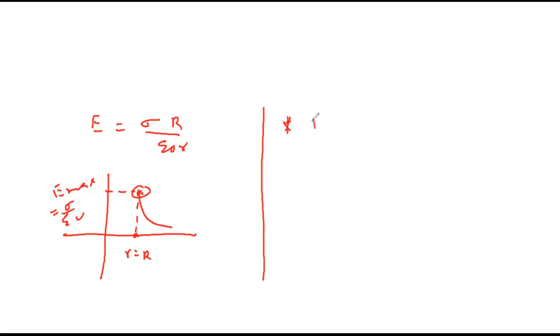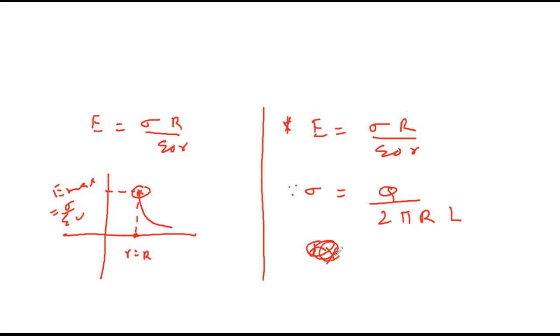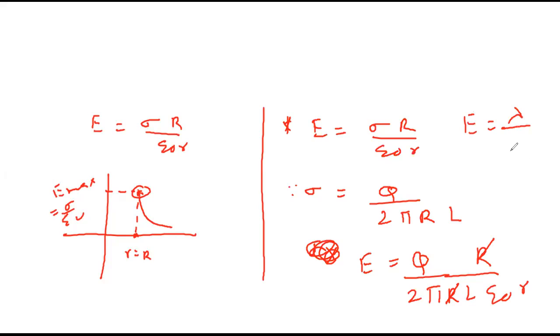Now the same formula, E is sigma r upon epsilon 0 r. I am converting in lambda. Sigma is charge upon area 2 pi r l. Therefore E equals sigma, which is q upon 2 pi r l, r upon epsilon 0 into small r. This will get cancelled. What is q by l? Lambda. So E is lambda upon 2 pi r epsilon 0.